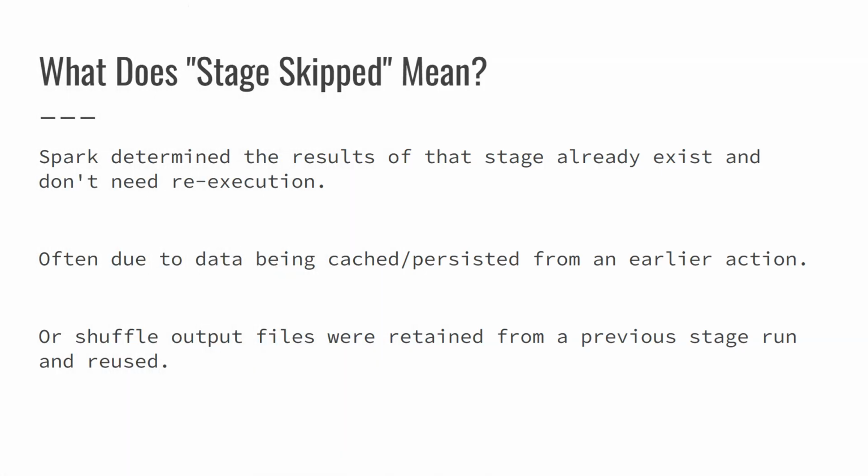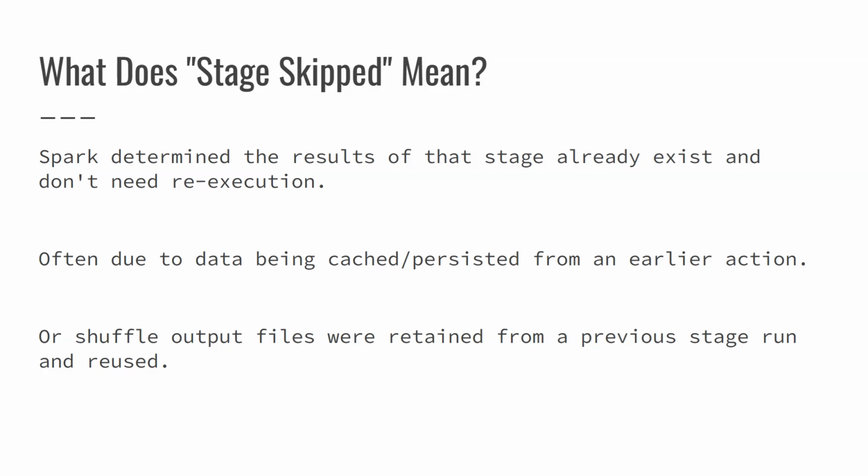What does a stage skipped mean? Essentially, it means that a particular stage did not run any tasks because Spark determined the work was already done or its results were already available and therefore could be reused rather than recomputed.